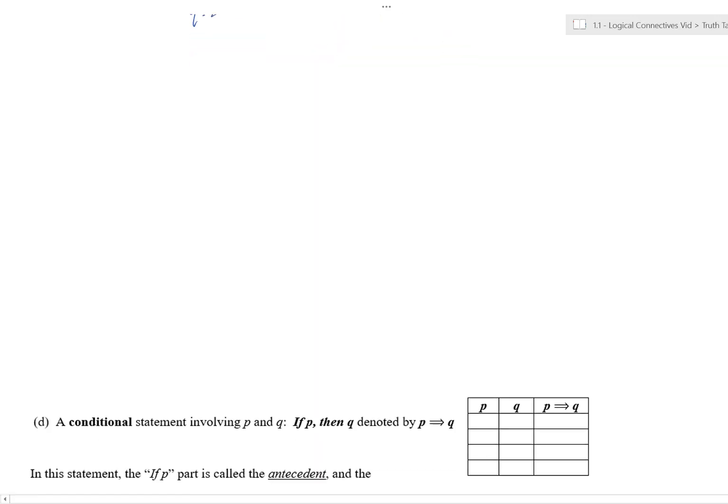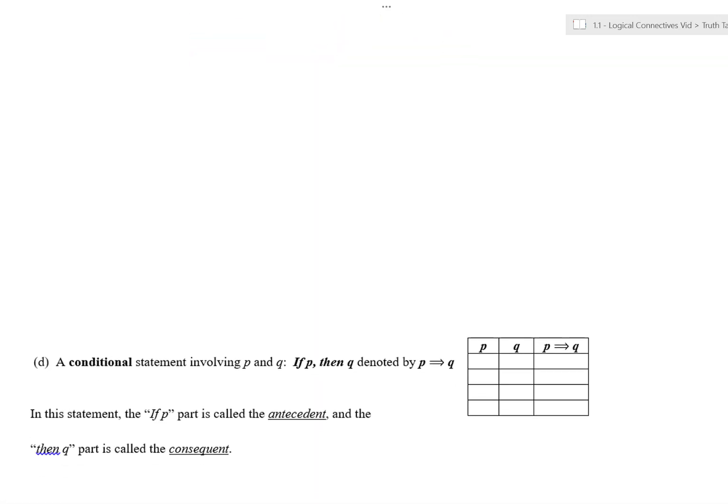The next two will be a little more involved. The conditional statement, which is if P, then Q, the conditional. Denoted over here by an arrow-looking thing. So just for some reference purposes, the if P part, that first part, we call the antecedent. And the then Q part, we call the consequent. So it's just a way of keeping track of which one's the if part, which one is the then part.